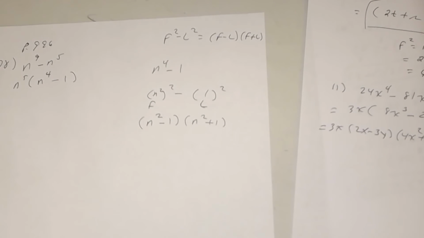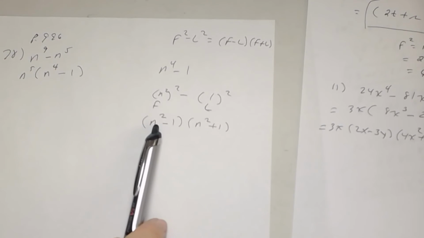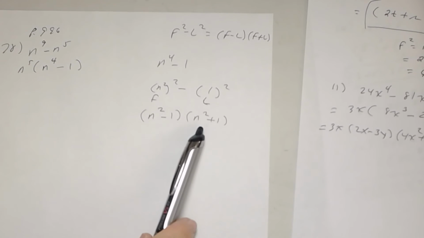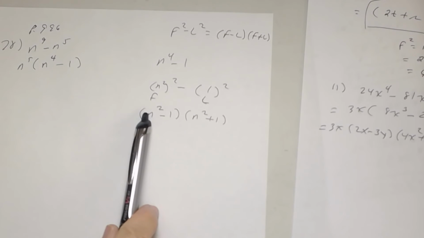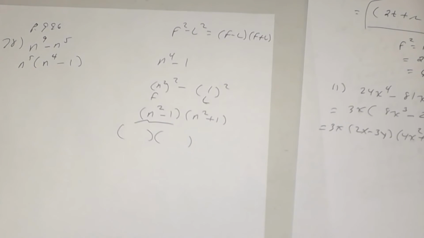On one of your worksheets, you had one similar to this that we're looking at right now. Am I done with this? No, because if I look at this parentheses right here, that is still what? The difference of two squares. This is called what? Sum of two squares. Can I factor the sum of two squares? No, but can I factor the difference of two squares? Yes. So that means I can take this one and go further with it.